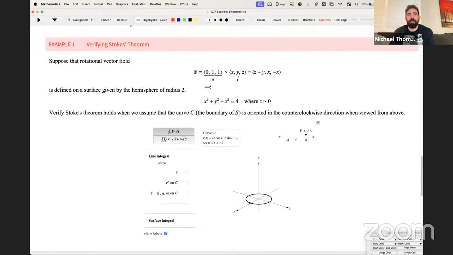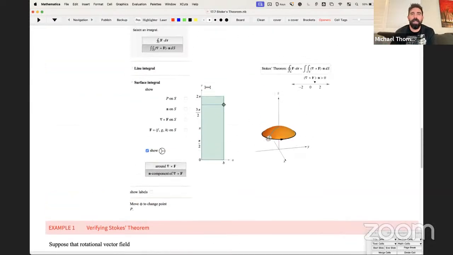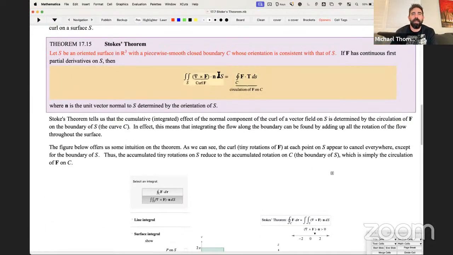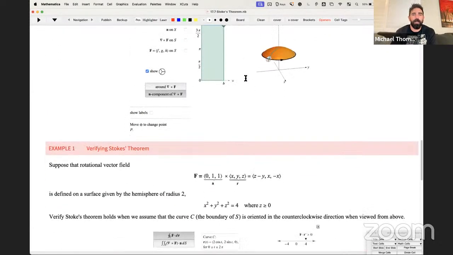In our first example, we're just going to verify that Stokes' theorem holds. I'm going to evaluate the left-hand side, and I'm going to evaluate the right-hand side, and I'm just going to show that you get the same result.